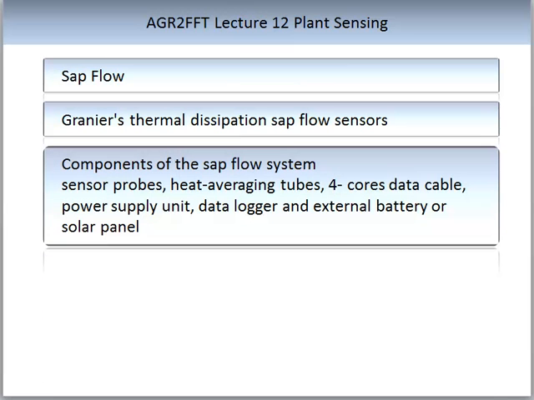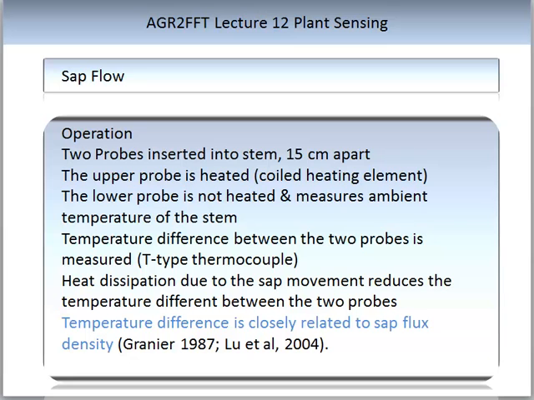Now we'll move on to Sap Flow. This is based on Granier's thermal dissipation Sap Flow sensors. The components of the Sap Flow system tend to be sensor probes, heat averaging tubes, data cables, power units, data loggers, and external batteries or solar panels. The operation of a Sap Flow sensor is quite complicated. Two probes are inserted in the stem, usually 10 to 15 centimeters apart. The upper probe is heated via a coiled element.